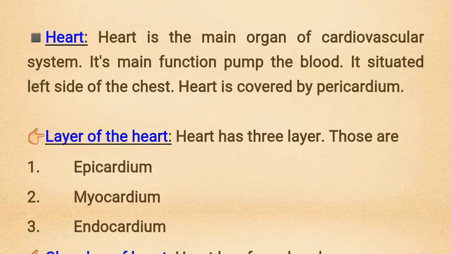Heart. Heart is the main organ of cardiovascular system. Its main function is to pump the blood. It is situated on the left side of the chest. Heart is covered by pericardium.